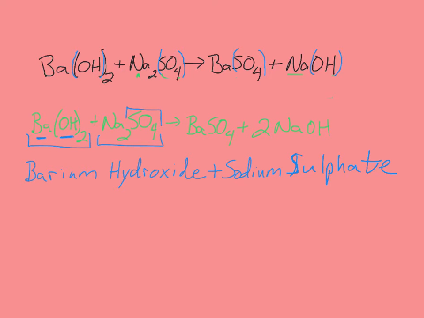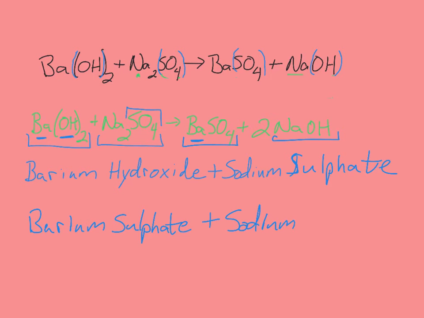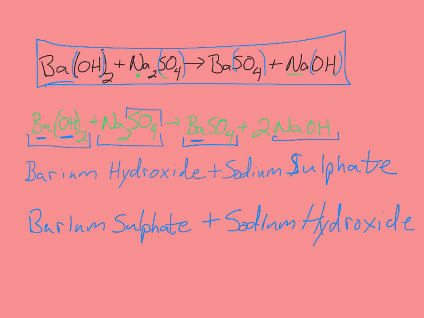Well, what did that produce? Now that we have all the information, we're really just going to switch things around. So what do we have here? We have barium, and that is our sulfate. And we have sodium now bonded together with the hydroxide. So we can have our skeleton equation with all the symbols, or we can have our word equation here.